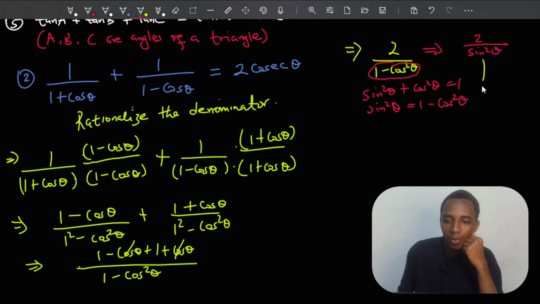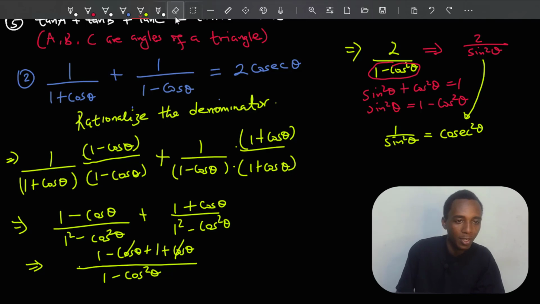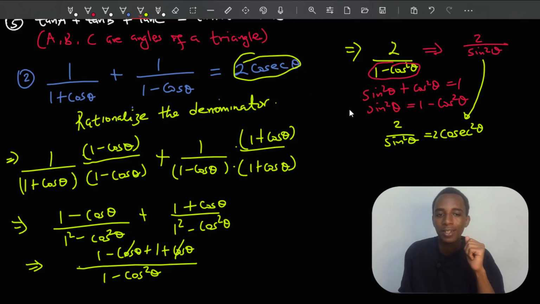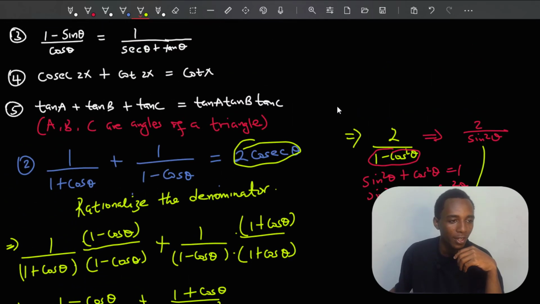And we're almost there. We know that 1 over sine squared theta is actually cosecant squared theta by definition. So this is cosecant squared theta, and if I have 2 here, then that's going to be a 2 here, which is what we have here. So the second example is also proved. Let's move on to the third.